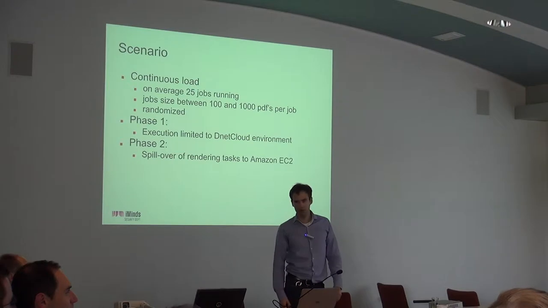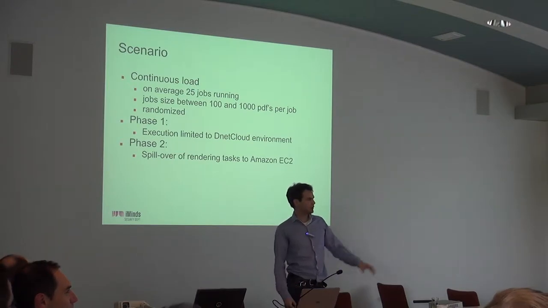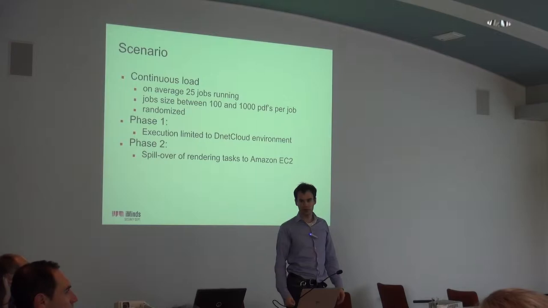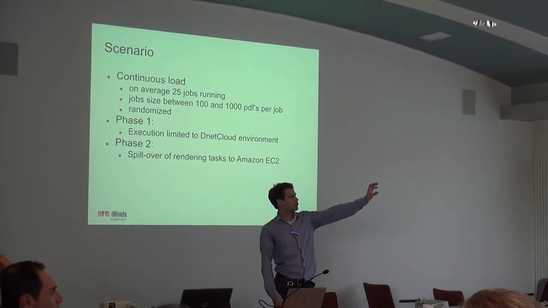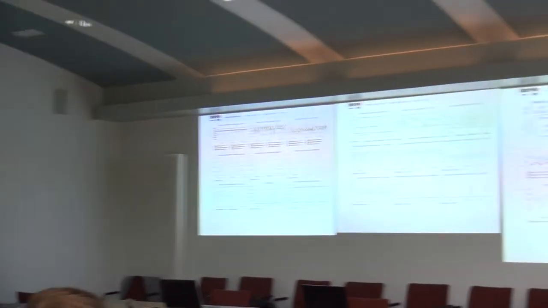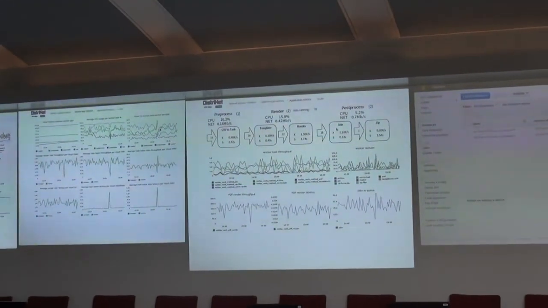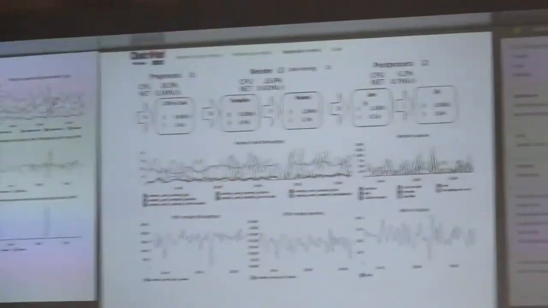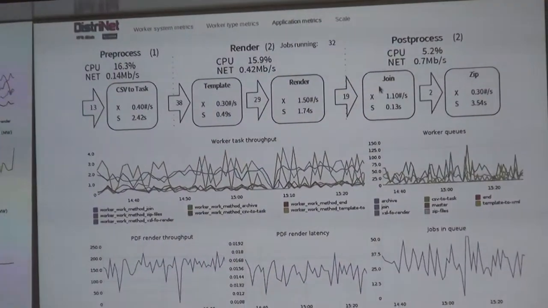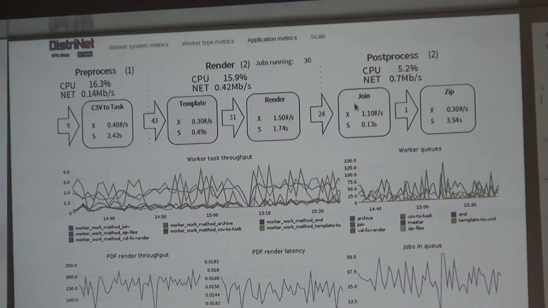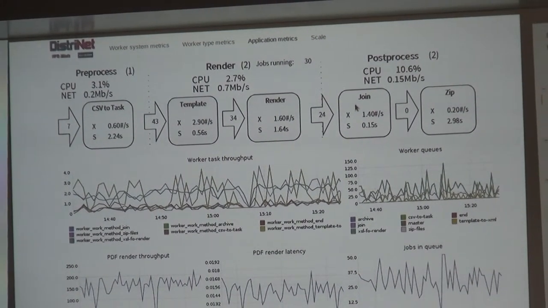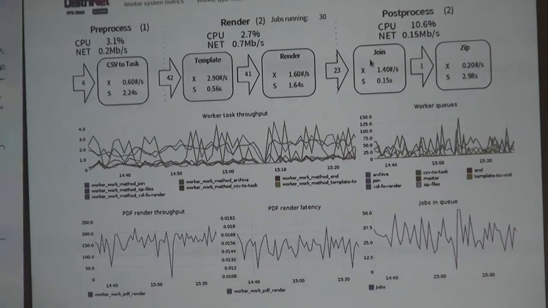We have a load generator that randomly adds work and tries to maintain an average of 25 jobs running at every point in time. Each job is between 100 and 1000 PDFs. The numbers you see in the queues are tasks, and a task is a package of up to 100 PDFs. So the throughput in the top graph is not in PDFs per second, but in hundreds of PDFs per second. On the bottom you have the actual throughput of PDFs per second.